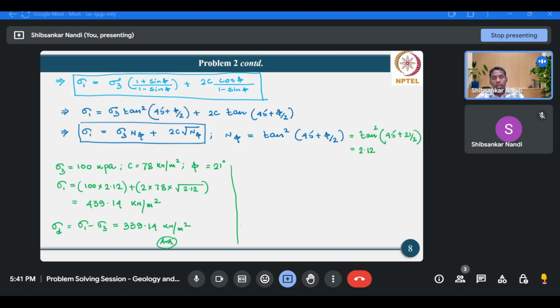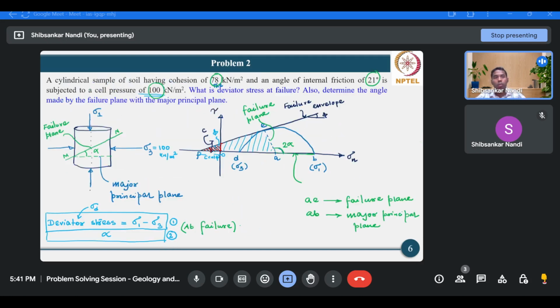Now coming to the second part of this problem, we also have to determine the angle made by the failure plane with the major principal plane, which is nothing but 2 alpha, as we already discussed earlier. So we have to determine the value of alpha, because alpha is the angle made by the failure plane with the major principal plane in the physical plane. So we need to calculate the value of alpha.